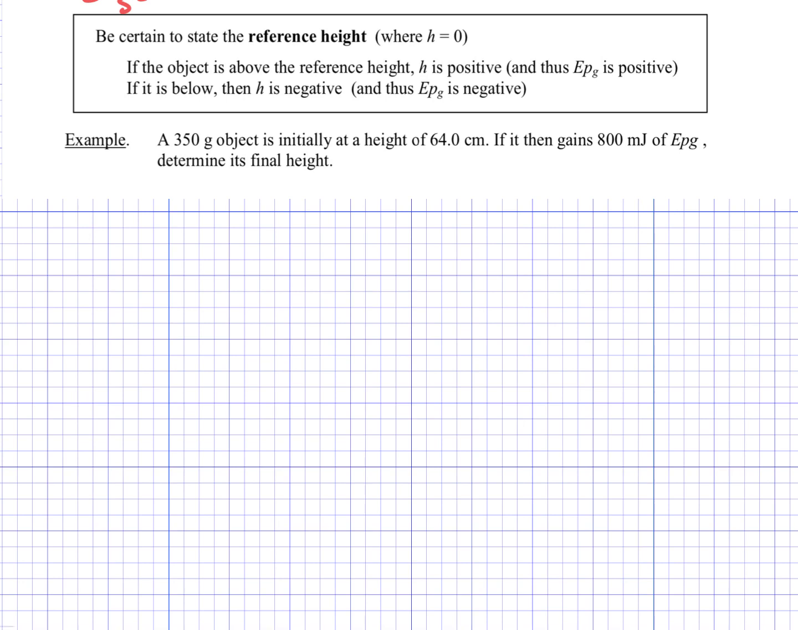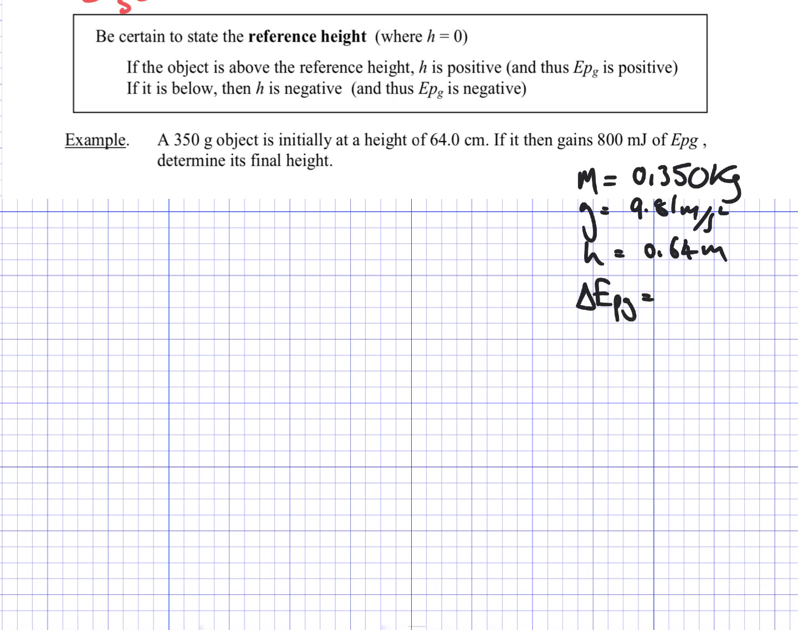So we have a 350 gram object, which is a mass of 0.350 kilograms. The gravitational field, on the surface of Earth, is 9.81 meters per second squared. We have a height of 64 centimeters, so that is 0.64 meters. Then there's a change in the gravitational potential energy, and that is 800 millijoules. Milli is 10 to the negative 3, so it's a small change. Okay, those are our variables.